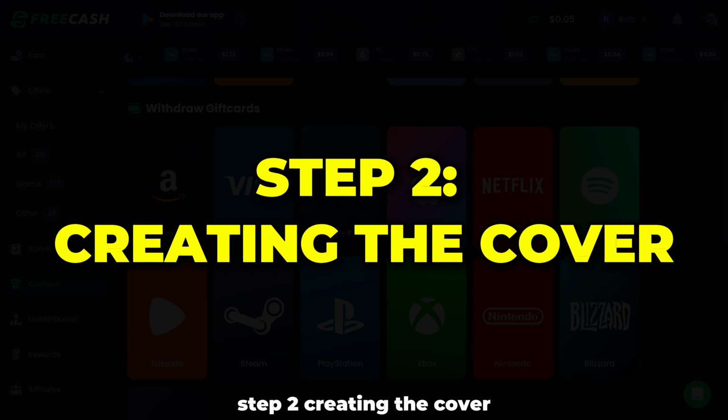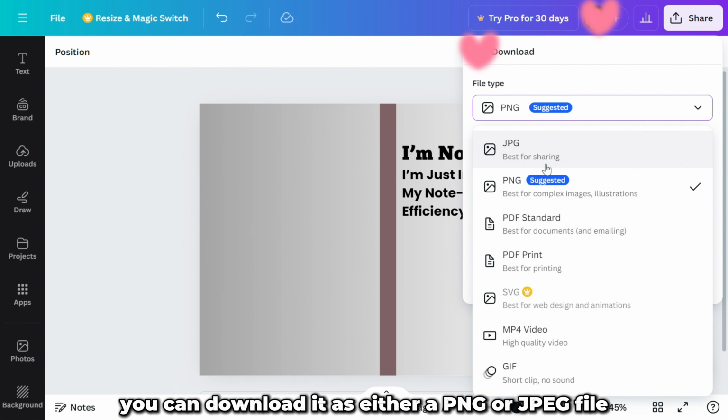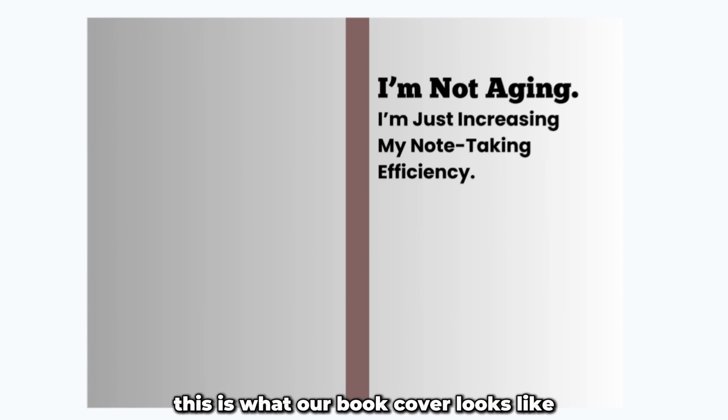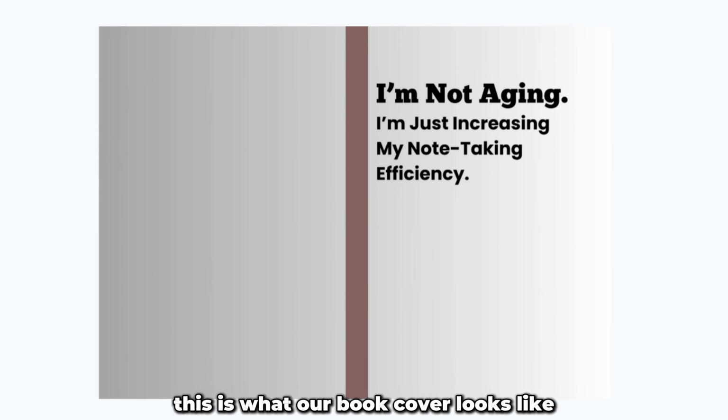Feel free to experiment and unleash your creativity, although for this demonstration, I'll maintain a simpler approach. Let's assume we're happy with this design for now. To save it, click on Share, and then choose the option to download. You can download it as either a PNG or JPEG file. I'll select JPEG for this example. Once it's downloaded, this is what our book cover looks like. Now, our next steps involve creating the interior of our journal and uploading everything to Amazon.